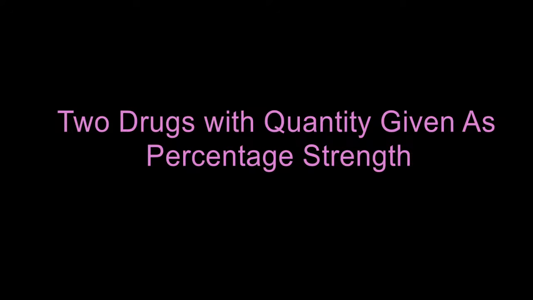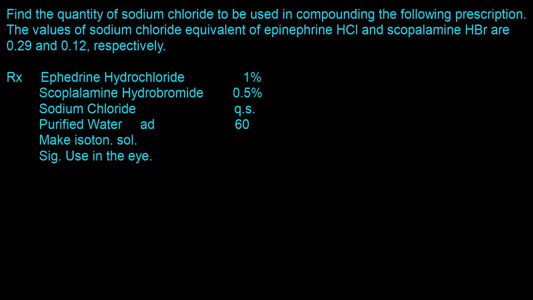So this is the example where you have two drugs and then the quantity is given in terms of a percentage strength. All right, so what would that look like? That's what we want to explore. So we'll use this example. And the question says, find the quantity of sodium chloride to be used in compounding the following prescription. The values of sodium chloride equivalent of epinephrine hydrochloride and scopalamine hydrobromide are 0.29 and 0.12 respectively.